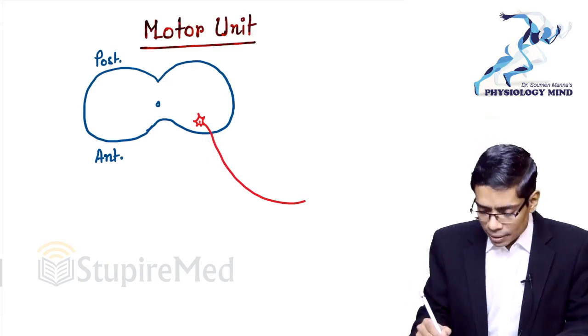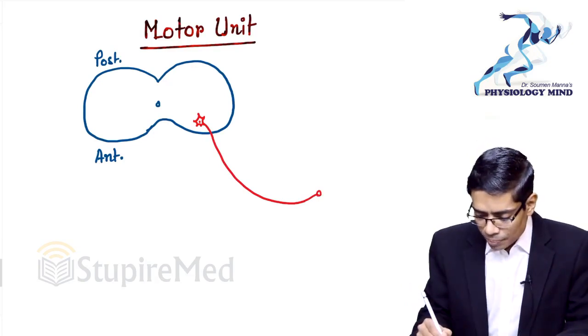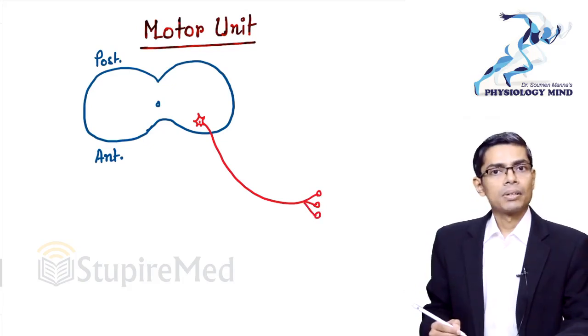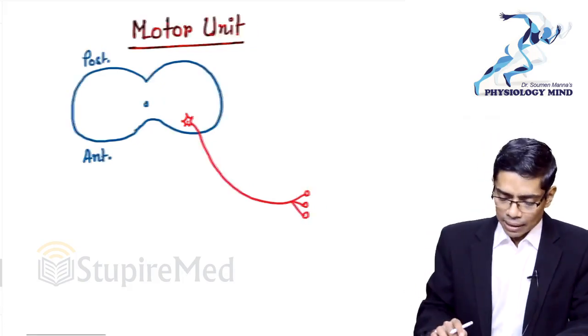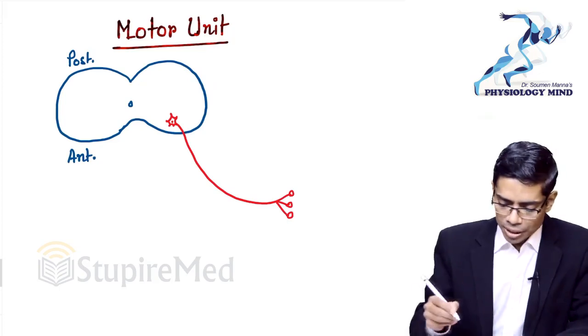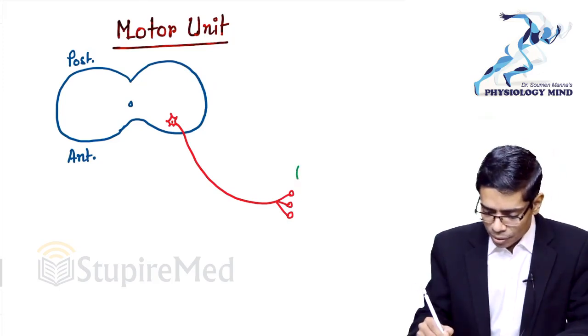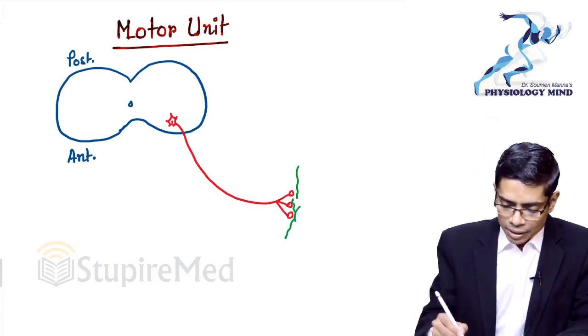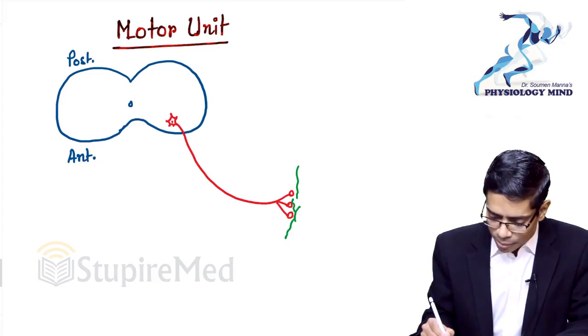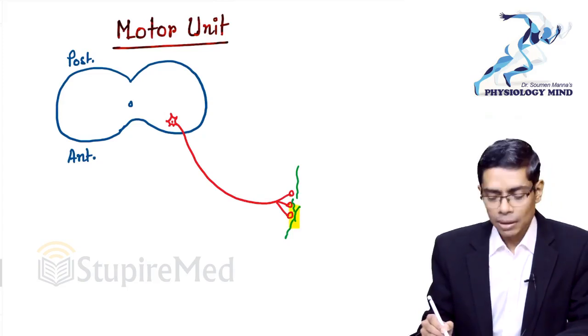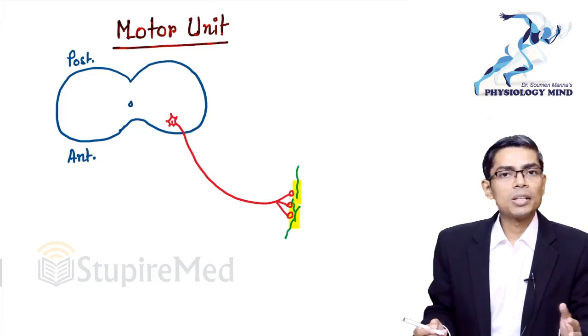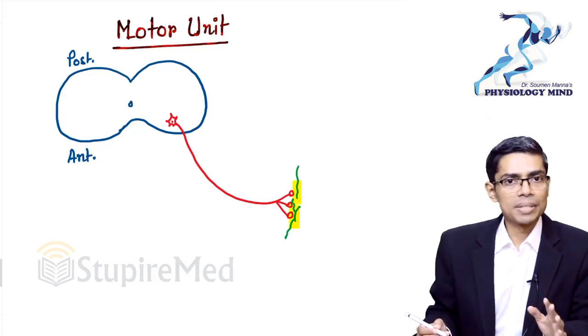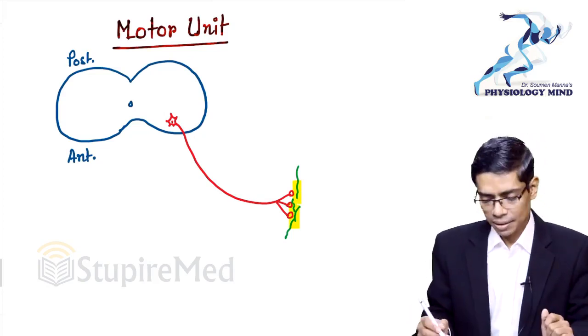All of us know that this motor neuron will give rise to some terminal part that is known as the telodendria, which contain vesicles, and each of these telodendria will make synapse with one muscle fiber like this. So 3 muscle fibers, and this junction of the telodendria, that means motor neuron with this muscle fiber or muscle cell, is nothing but the neuromuscular junction that we have discussed in the central nervous system.